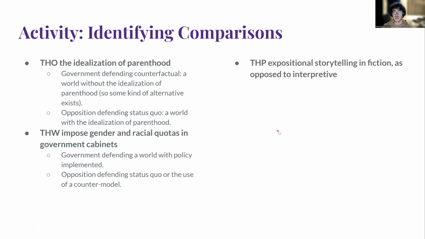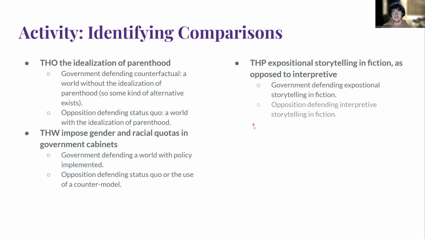Now, this House prefers expositional storytelling fiction as opposed to interpretive. All right. Government's defending expositional storytelling in fiction, and after that, opposition is defending interpretive storytelling in fiction. Note how this motion is very unique, that in this case, both sides are defending something absolute and are not defending status quo. You're basically picking one type of storytelling as preferable to the other, and both sides have to defend it. That's okay, as long as you're able to identify what both sides are defending, it still works out for the better.